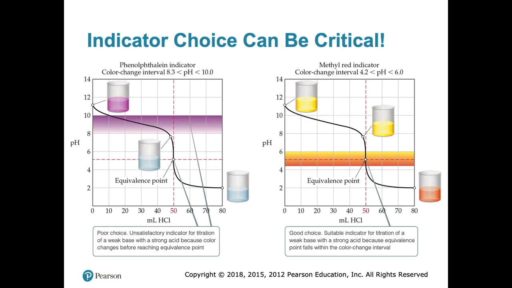And there's many different indicators you can use. One that we did back in high school was cabbage water, right? Red cabbage water. So that's a good time. And you can actually make a rainbow of colors with cabbage water, I think, depending on the pH.